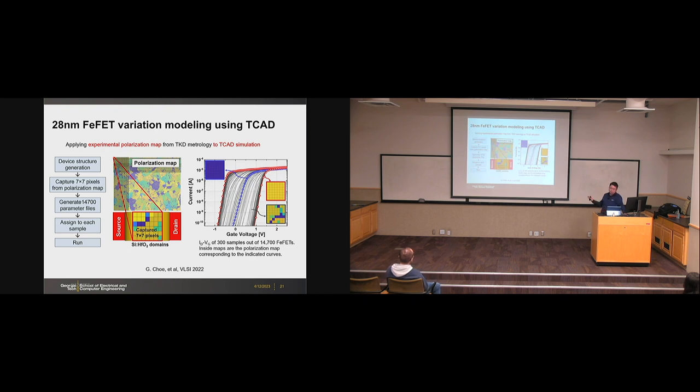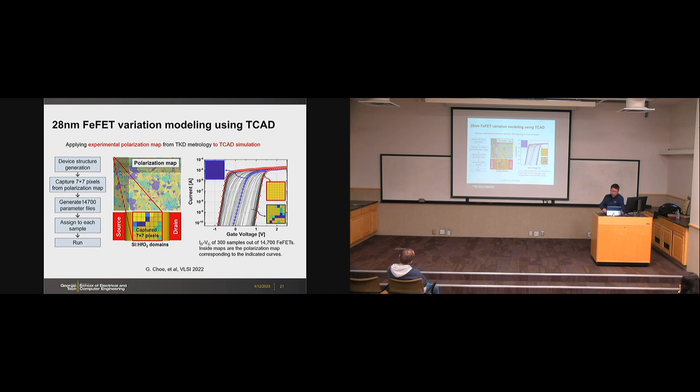So here the idea is to treat it as an image classification problem and use some machine learning technique to accelerate the prediction. So here, for example, we make the devices in this location versus another location. So in each location, let's assume we have a 28 by 28 nanometer gate area. And then if we have a domain configuration like this, then you will get a certain IDVG characteristic. So essentially, we want to build a correlation between the polarization map, which you can think of as a 7 pixel by 7 pixel image, versus the IDVG characteristic.